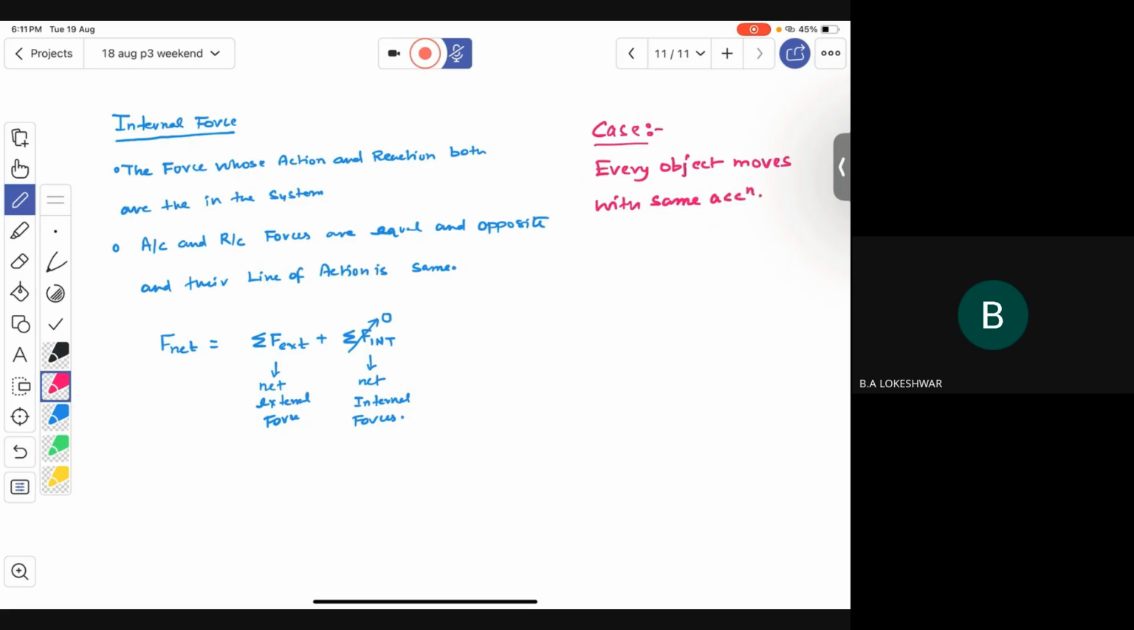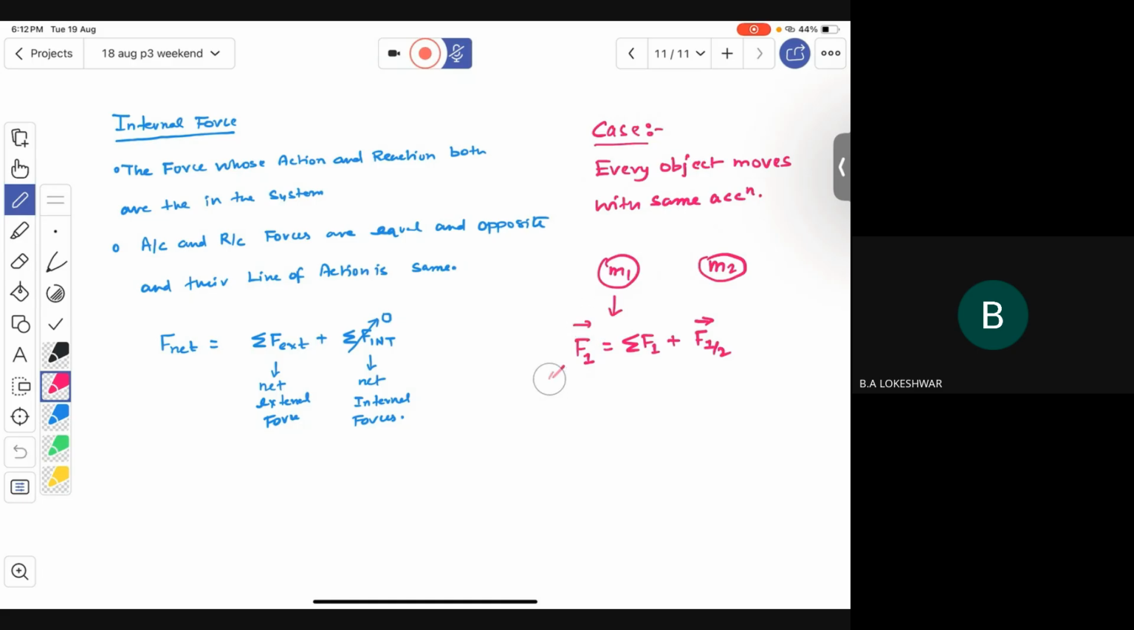Suppose I take a case where I have just two objects in a system, M1 and M2. What forces are going to be acting on M1? F1 means net force on 1. That will be the net external force on 1. And what else will it have? Only two objects are there in the system, so there is an internal force, force on 1 by 2. F12 means force on 1 by 2.